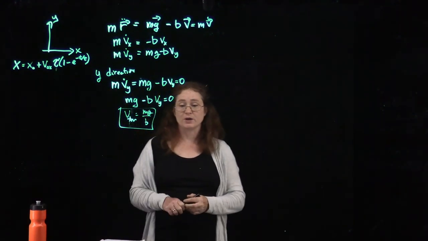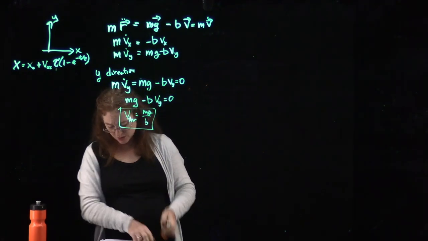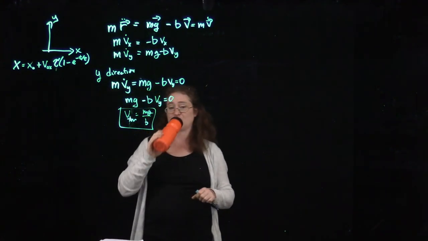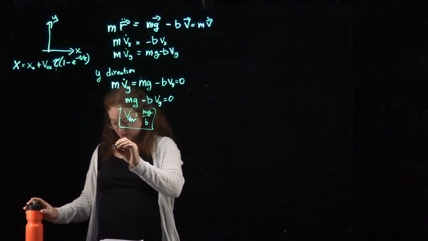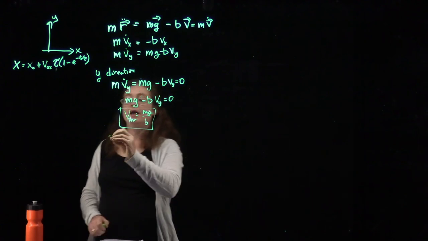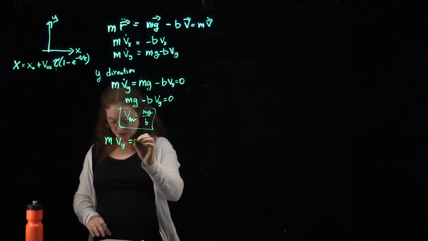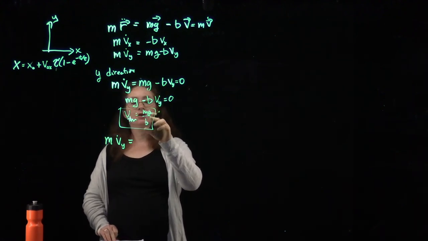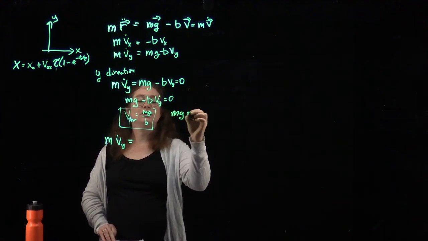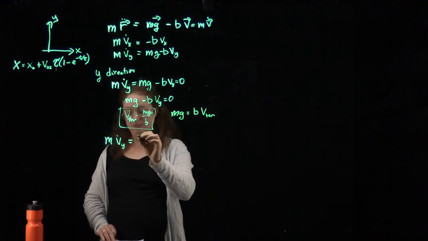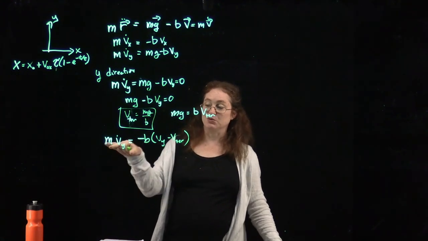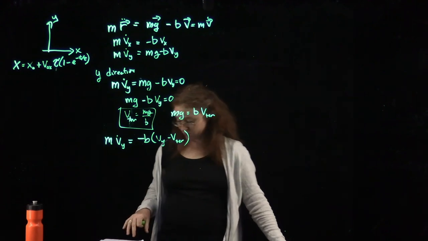Now we're going to proceed with solving this equation. So we'll use this as a constant, but we're going to consider the cases where you're not yet at the terminal velocity. But the behavior that we expect to see is that the system is going to approach a terminal velocity. So we can rewrite this as m vy dot is equal to, here we're going to plug in mg equals b v_ter, so we can write this as negative b times vy minus v_ter.